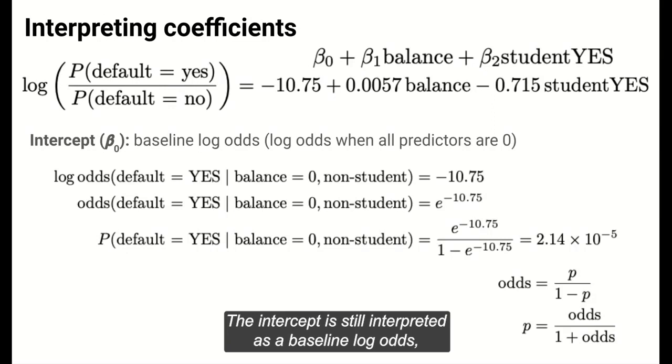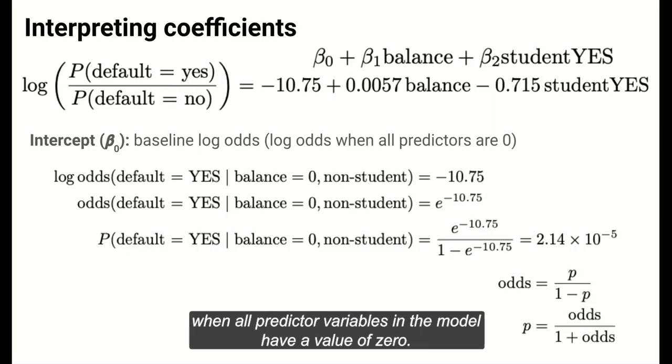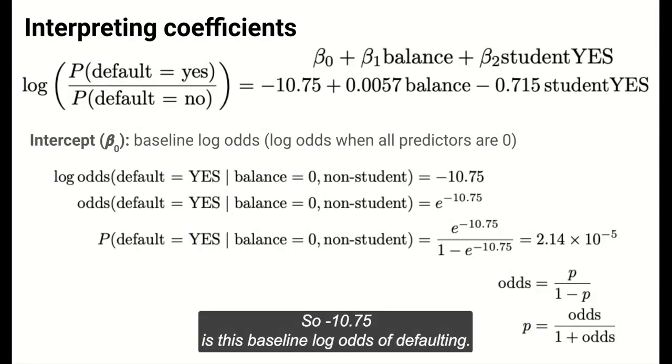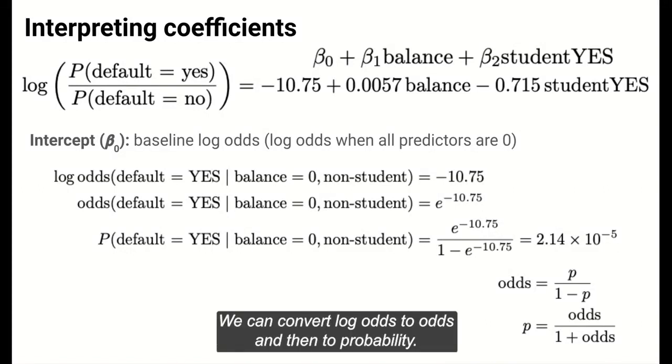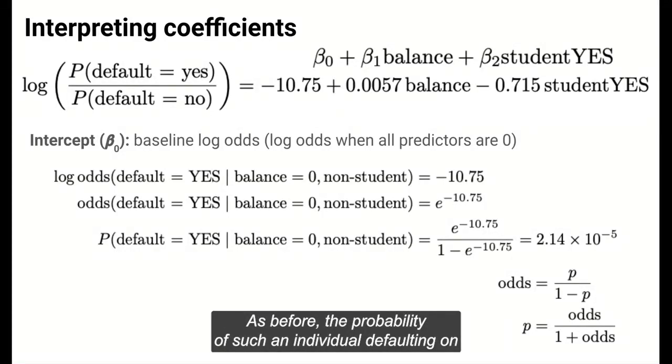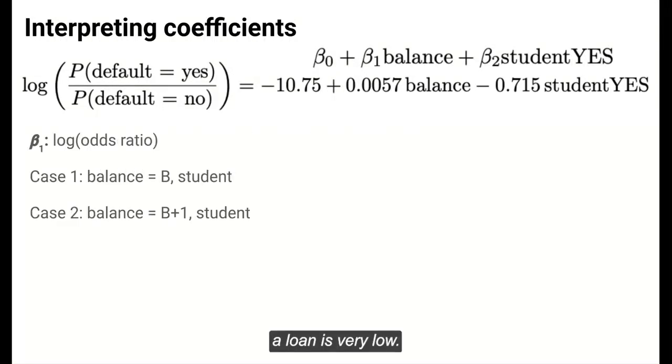The intercept is still interpreted as a baseline log odds when all predictor variables in the model have a value of 0. So negative 10.75 is this baseline log odds of defaulting for a non-student with a credit card balance of $0. We can convert log odds to odds and then to probability as before. The probability of such an individual defaulting on a loan is very low.